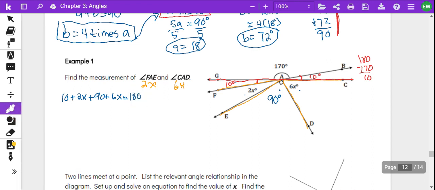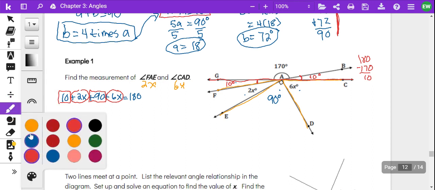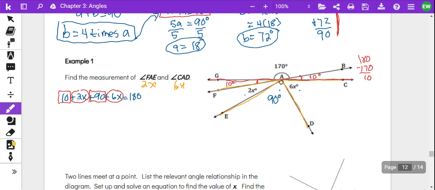Okay. If you remember from our small group instruction, I'm going to box in and circle my common terms with the sign. So I have a positive 10 and a positive 90. I have a positive 2x and a positive 6x. Now, at this point, you can rewrite it, you can rearrange it in order, or you can just combine common terms. So I'm going to look at my variable terms. I have 2x and 6x, which makes 8x. And then my whole number terms, I have 90 and 10, which makes 100. Now I have an equation I can work with.